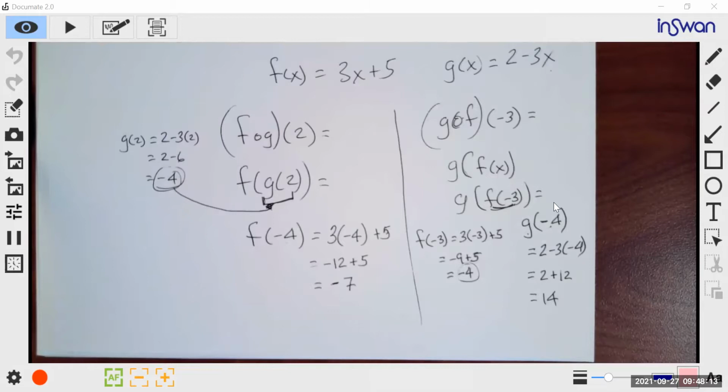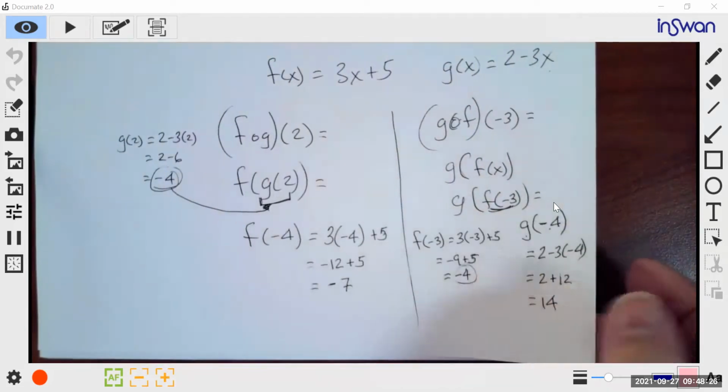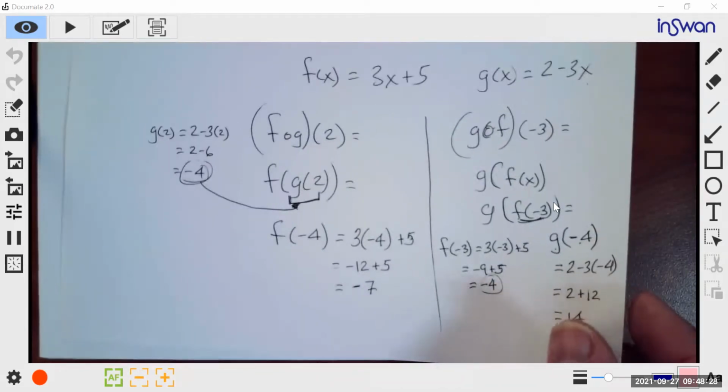All right. So the hardest part about this is remembering what goes where. Want to try another one or move on? One more? Okay. Try one more.